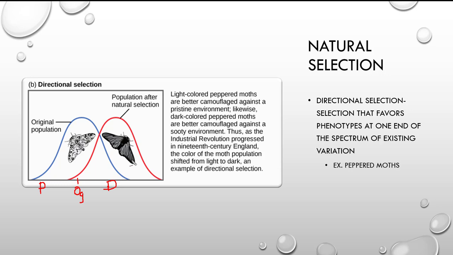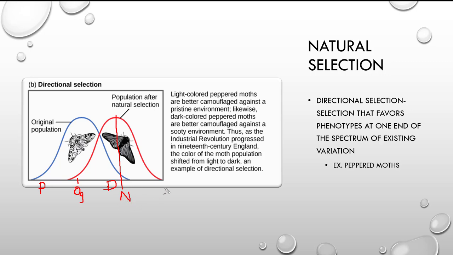So the black colored morph is less likely to get eaten by the birds. The pepper colored morph is more likely to get eaten by the birds. So maybe 20, 30 years later, we do a population check again, and we see that the majority of the moths are now dark color. So we see it shift. The population has shifted, so the average is now over here. The new population has shifted.